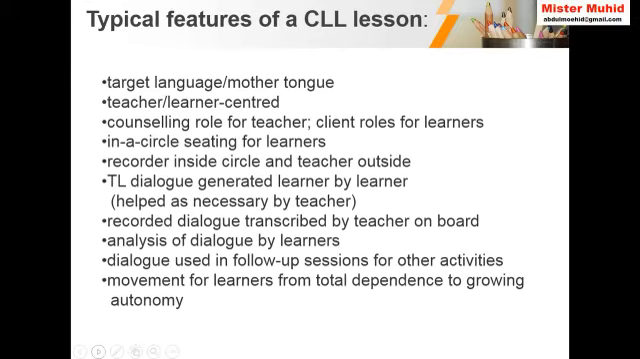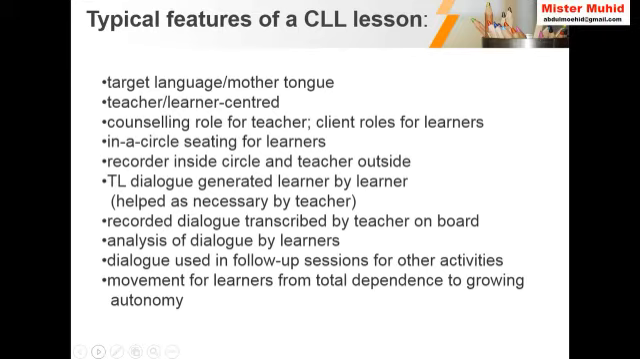So there are some typical features that we can know in the CLL lesson. One of the most common is learners sitting in a circle. Actually not always a circle, you can make a square. But since a circle makes a grouping and community, that is commonly famous. And also the second is recording.